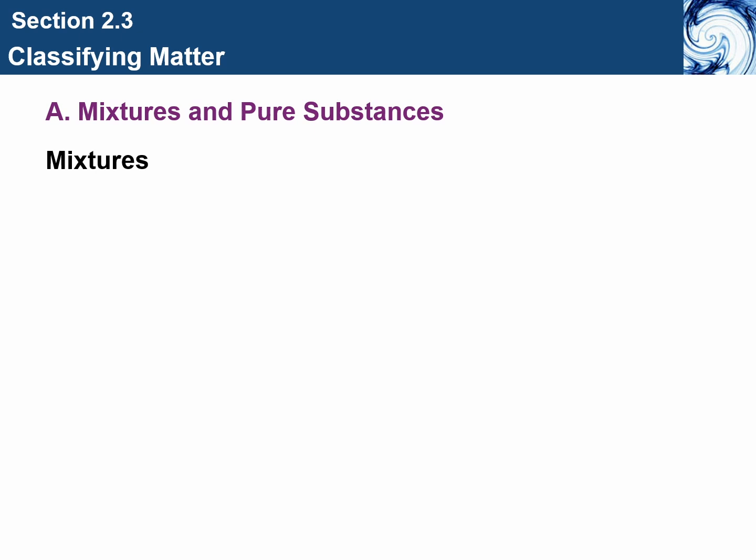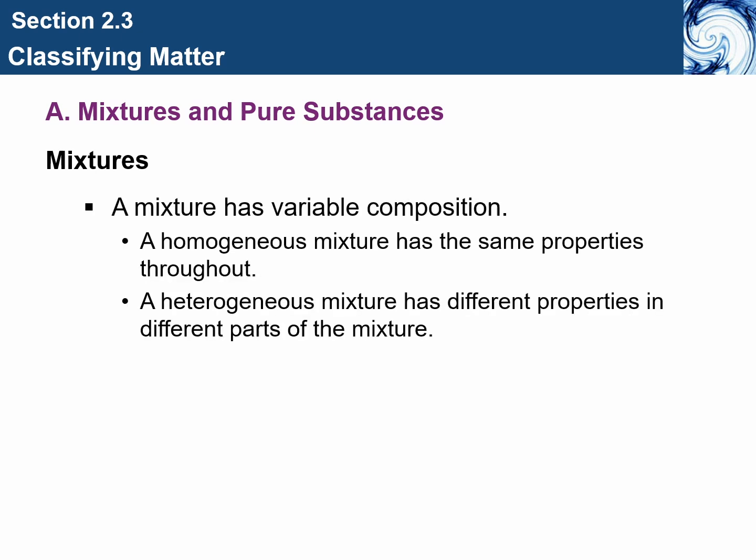Mixtures. A mixture has variable composition. That just means that the substances in the mixture can be present in different proportions while the material is still considered the same general type of mixture. A homogeneous mixture, homo meaning the same, has the same properties throughout. Doesn't matter how you cut it, slice it, whatever. They're distributed evenly throughout the entire thing.